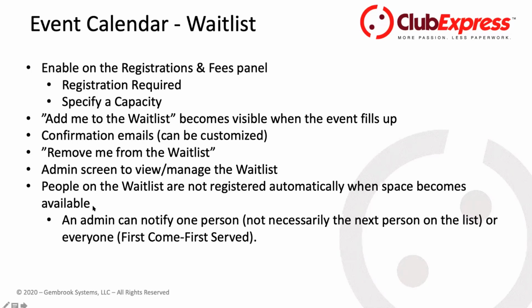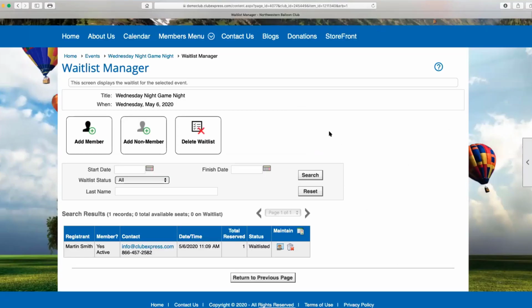Now, when space becomes available, people on the waitlist are not registered automatically. An admin has the option of notifying one person that there's space available, or there's a button where they could notify everyone. Again, we can't see that button, but it would appear up here. Basically, the philosophy is that an admin gets to choose who should be notified that there's space available. So when they click that icon, the one that we can't see here, that person will get an email with a special link.